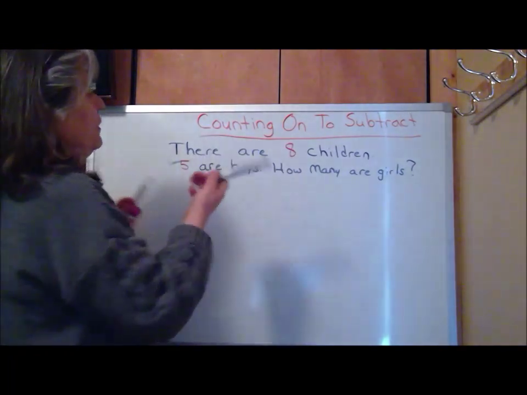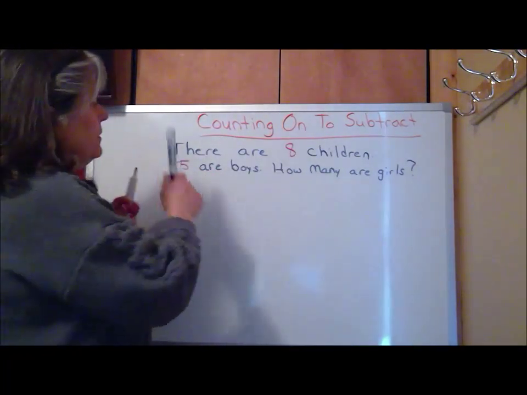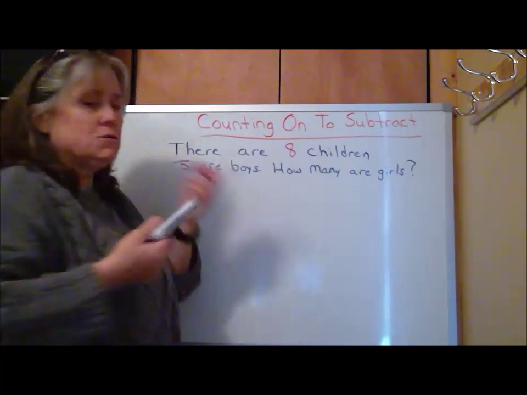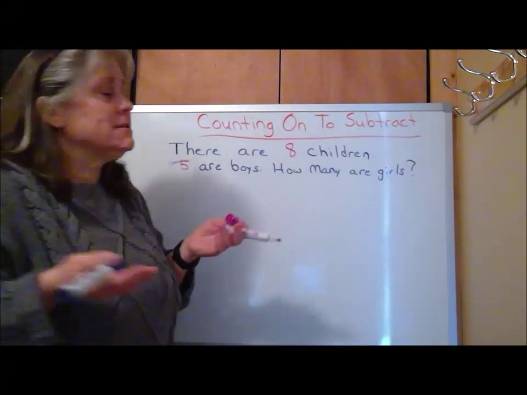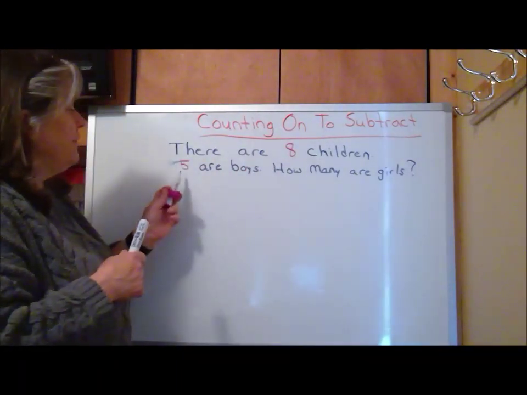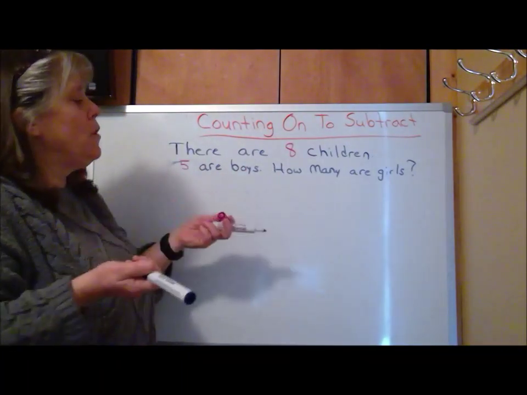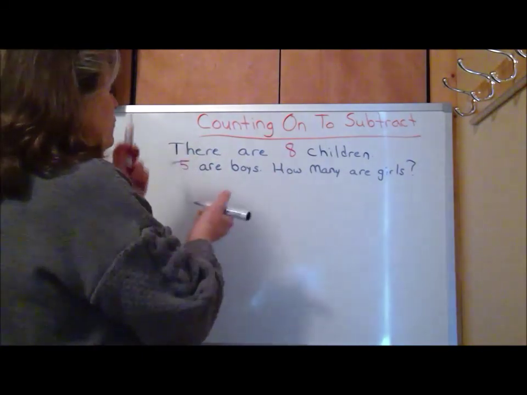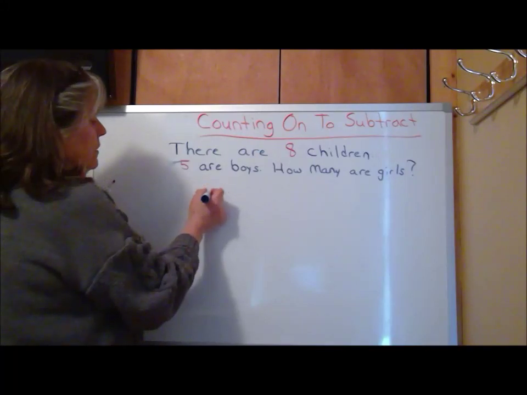All right. So here, what are we talking about this time? There are 8 children, 5 are boys. How many are girls? So we're just talking about kids, like kids in a class. And we know there are 8 altogether and that 5 are boys. And we want to know how many are girls. All right, so let's do this. Let me draw 8 children.